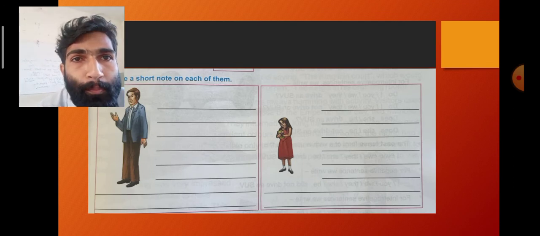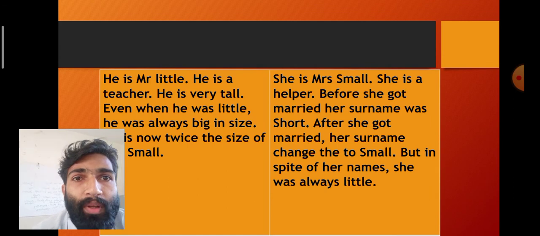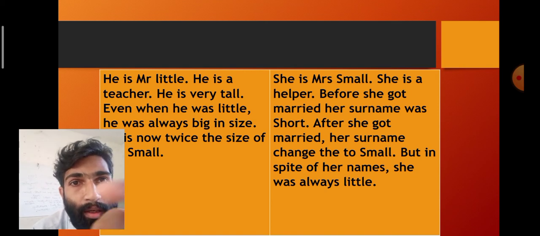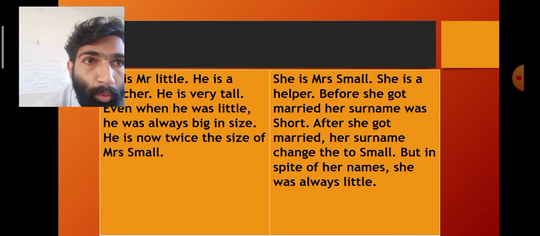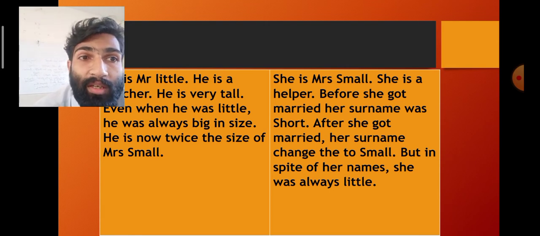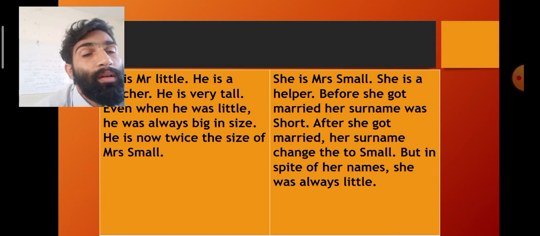Now let's move on. Write a short note on each of them. Look here. He is Mr. Little. He is a teacher. He is very tall. Even when he was little, he was always big in size. He is now twice the size of Mrs. Small. Now she is Mrs. Small. She is a helper. Before she got married, her surname was Short. After she got married, her surname changed to Small. But in spite of her names, in spite means nevertheless, she was always little.